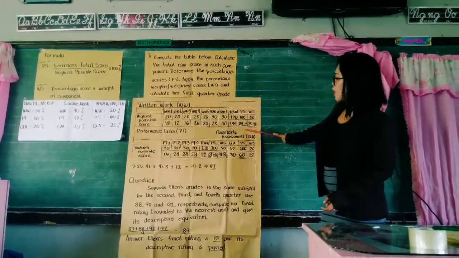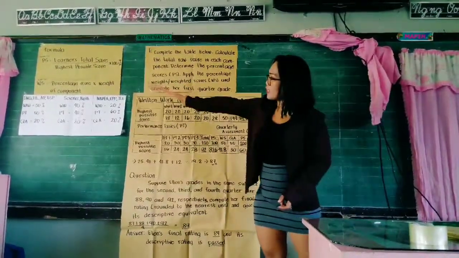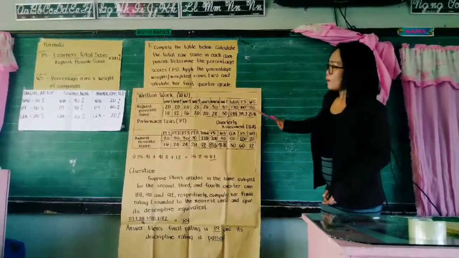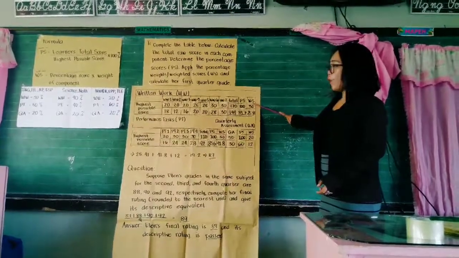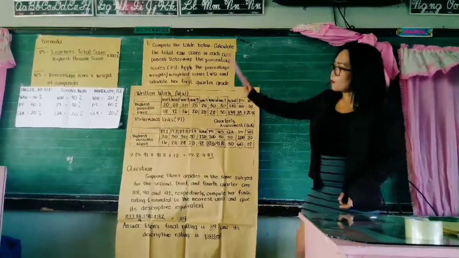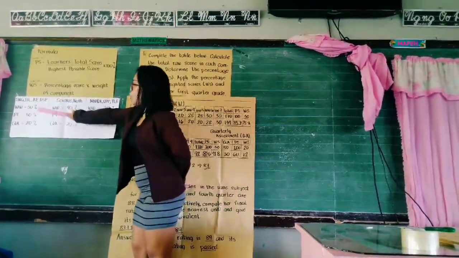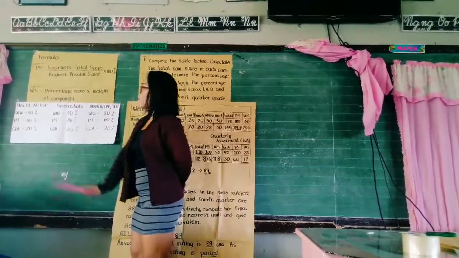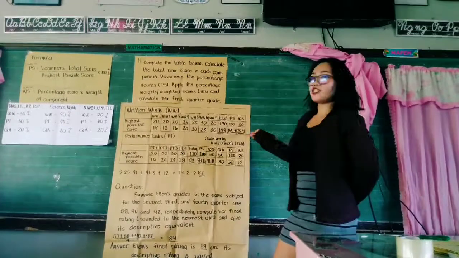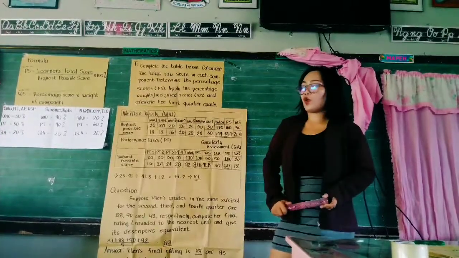Now, we will go into computing the weighted score. So, weighted score in the formula is percentage score times weight of component. So 84.7 here, the percentage score, times 30. Why 30 or 30%? 30% because the weight of component of Araling Panlipunan in written work is 30%. You will see here the 30%, the weight of component. So 84.7 times 30, the answer is 25.41. That is for written work.